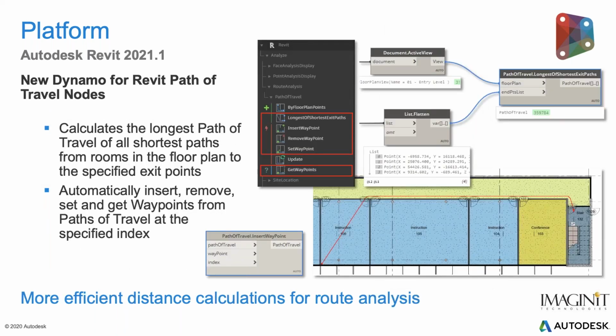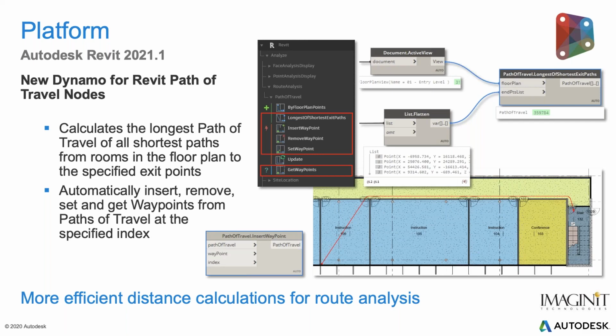So I was very excited about this particular update. New Dynamo for Revit path of travel nodes. So the path of travel function, I think it was added in 2020. It's a great function. We've all probably used it. Well, I know I've used it many times. A lot of you probably have used it as well. So there are new nodes that are added that can be used with the path of travel tool in Revit.